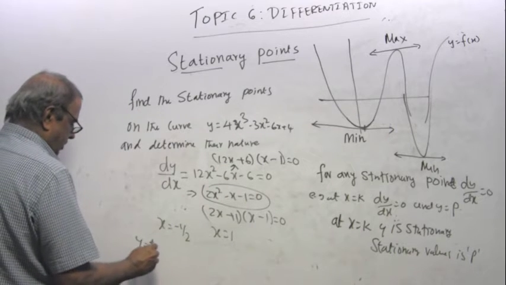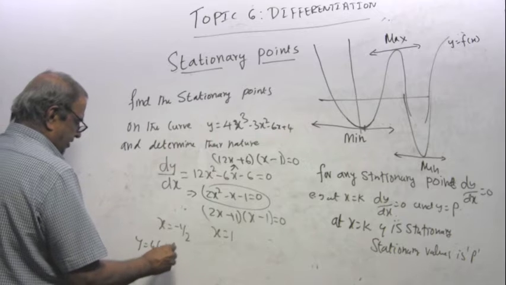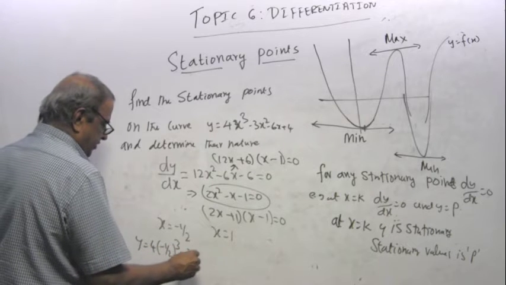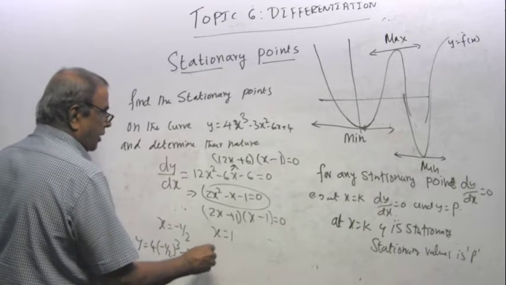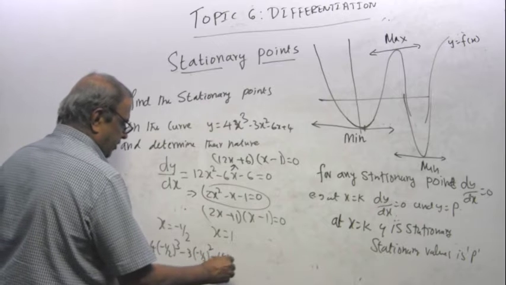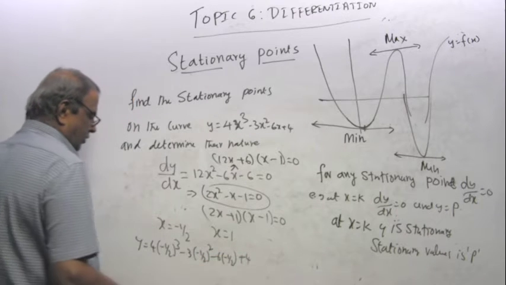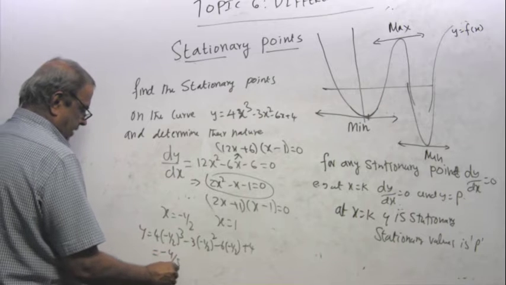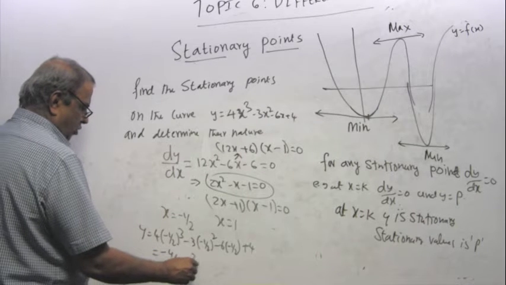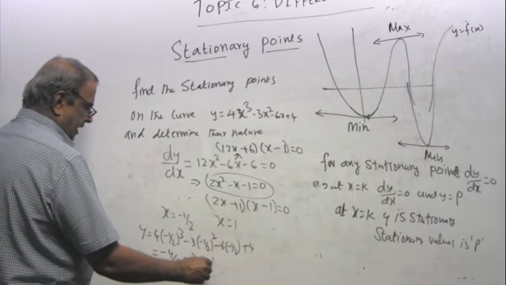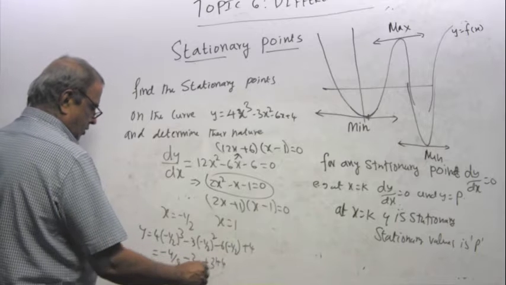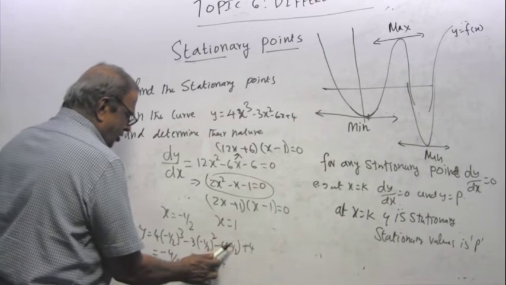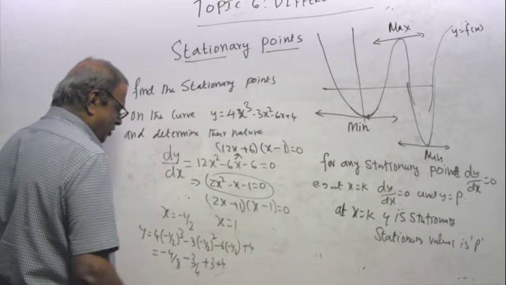What is y? 4 times minus half cubed, minus 3 times minus half squared, minus 6 times minus half, plus 4. Half cubed is 1 over 8. So minus 4 over 8 plus minus 3 over 4 plus 3 plus 4. 4 over 8 is half. Don't straight away take a calculator. Use your brains.